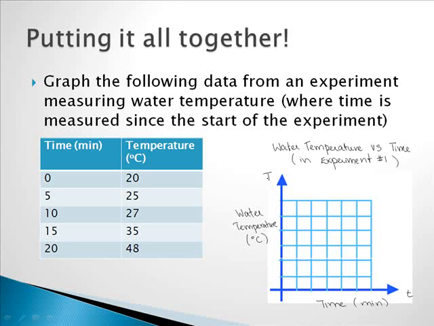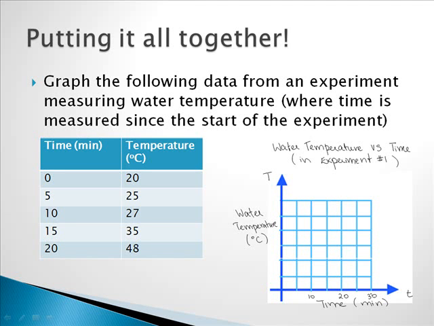Now we need to find a suitable scale before we go ahead and plot the points. The values that we've got for time are 0, 5, 10, 15, 20. So let's say that every tick mark represents 5 minutes. So then what we've got is, let's just label every second one.